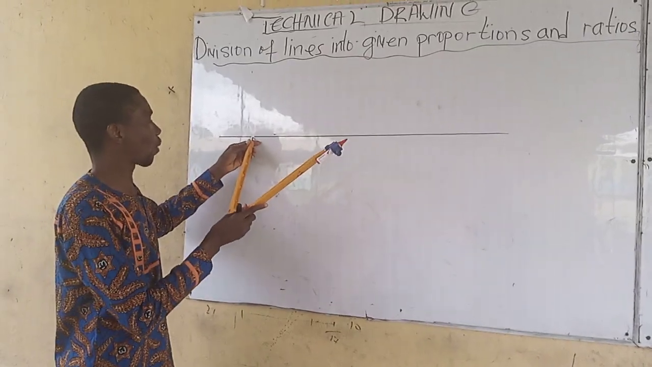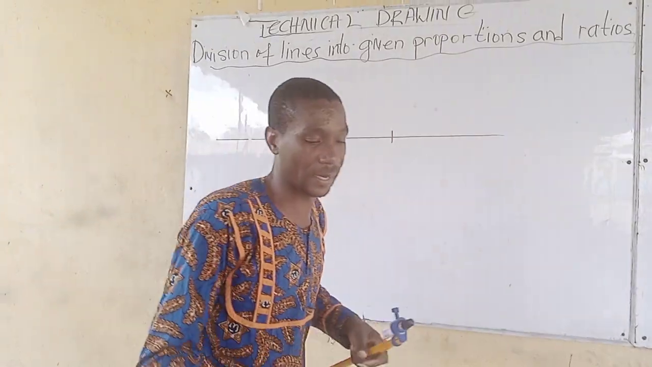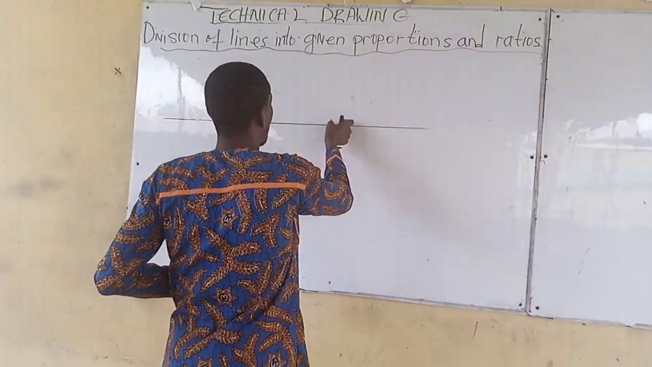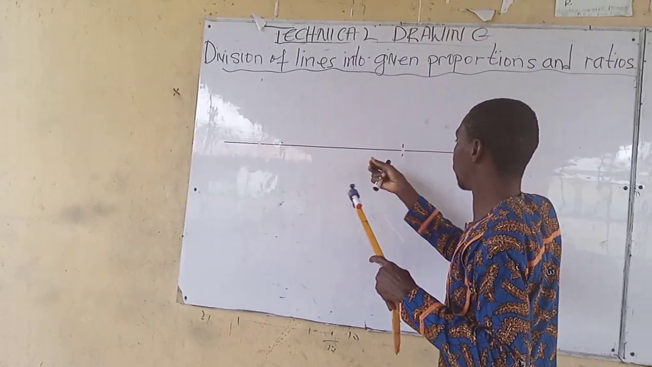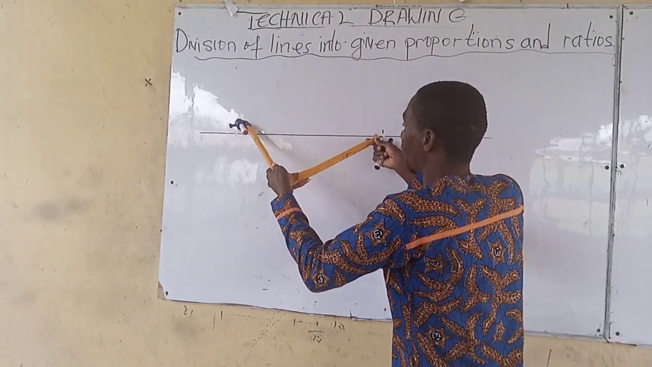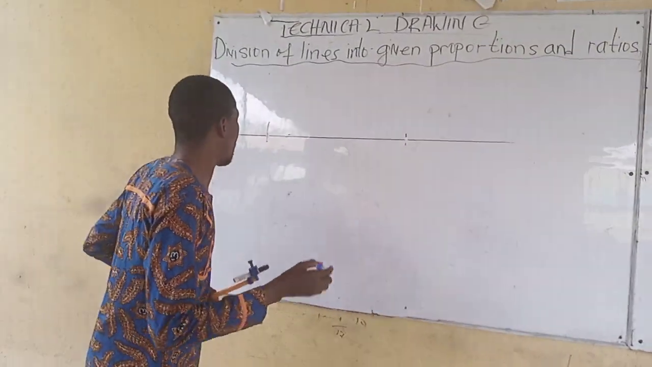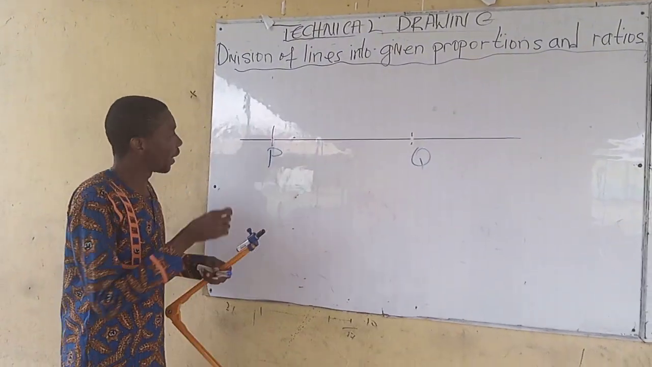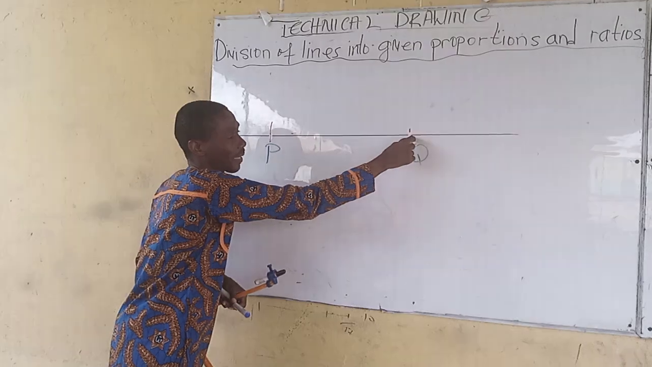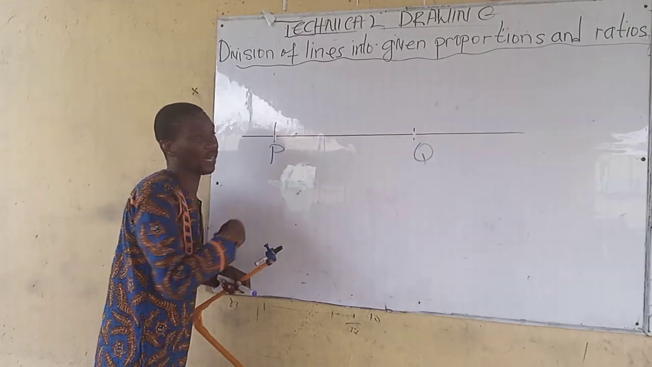With the help of my compass, I make an arc like this. Then another one. Another one as this. Very good. I hope you have done it as well. So now we have PQ, meaning from this side to this side is our 50 mm or 5 cm. So that is the given line PQ.